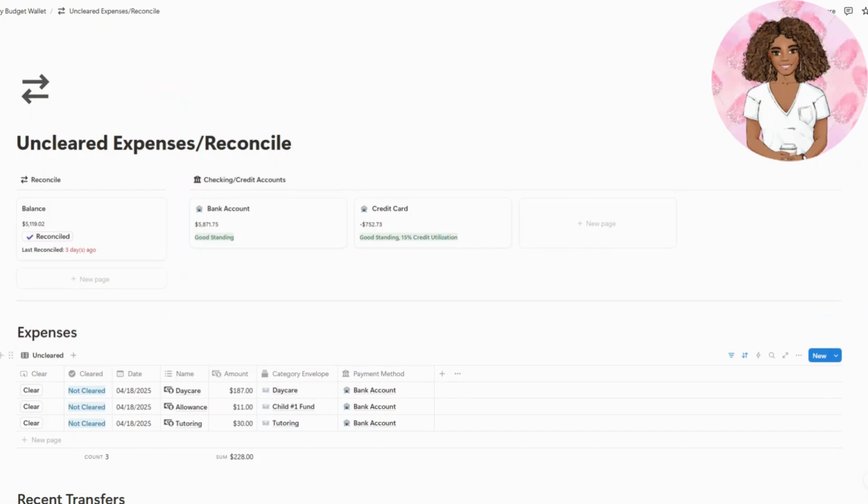And I can verify that my credit card balance is correct at 752.73 with 15% credit utilization. So very good there.